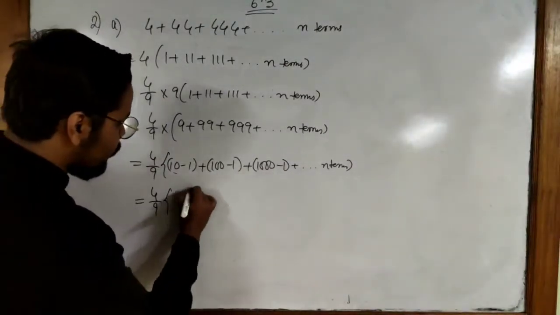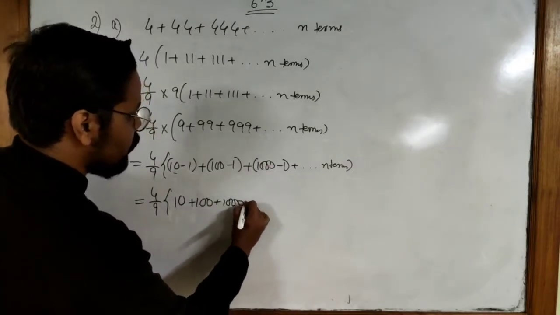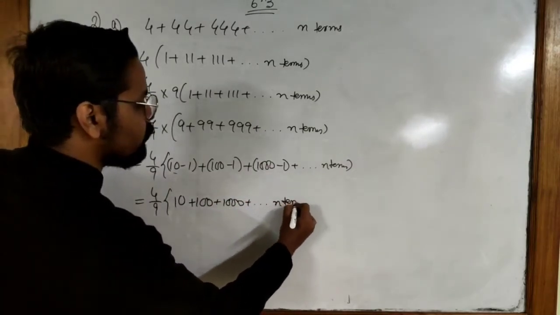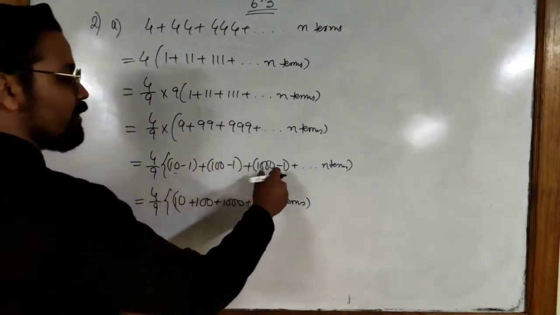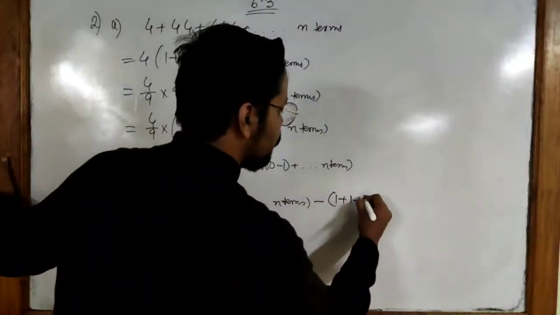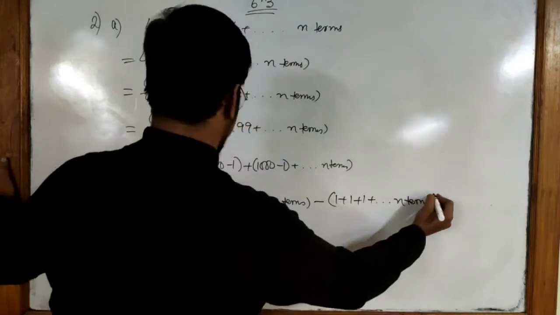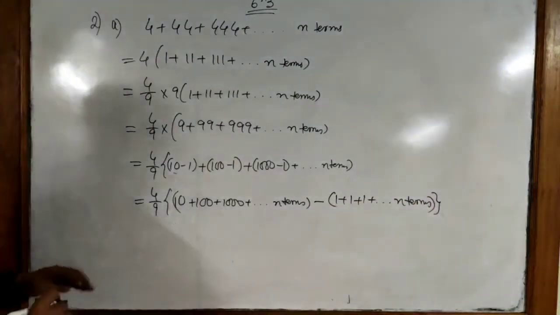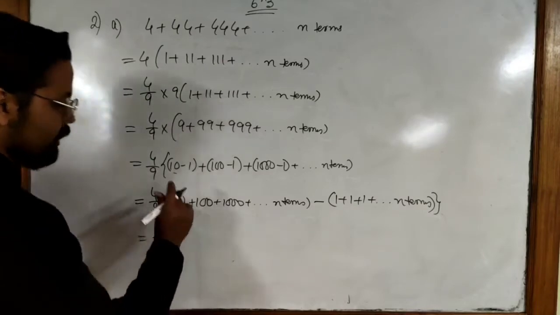So we have 10 plus 100 plus 1000 up to n terms. And these are all minus 1, minus 1, minus 1. Let's take minus common. So we will get 1 plus 1 plus 1, 1 plus 1 plus 1 up to n terms. Okay. So now what do we get from here? 4 by 9.